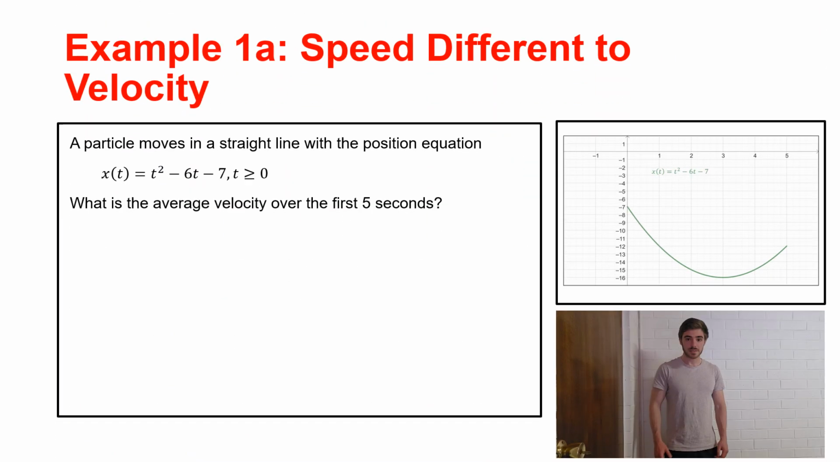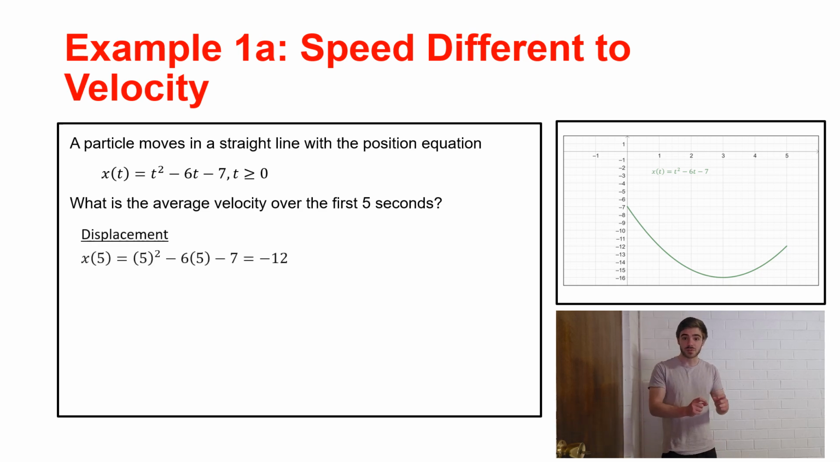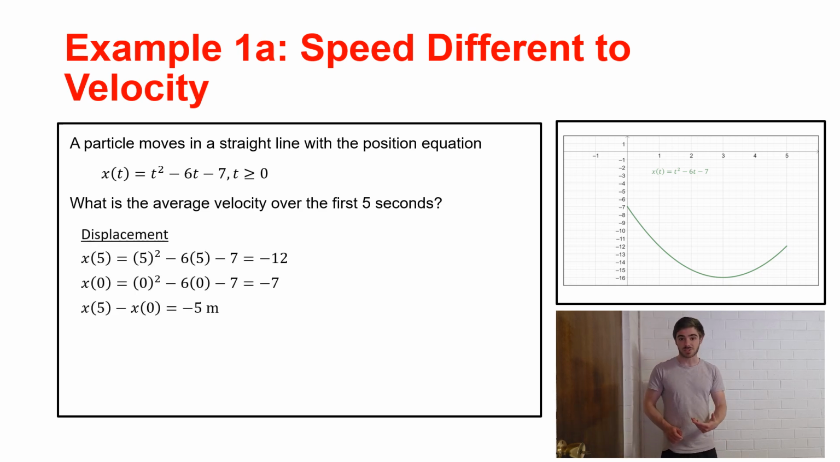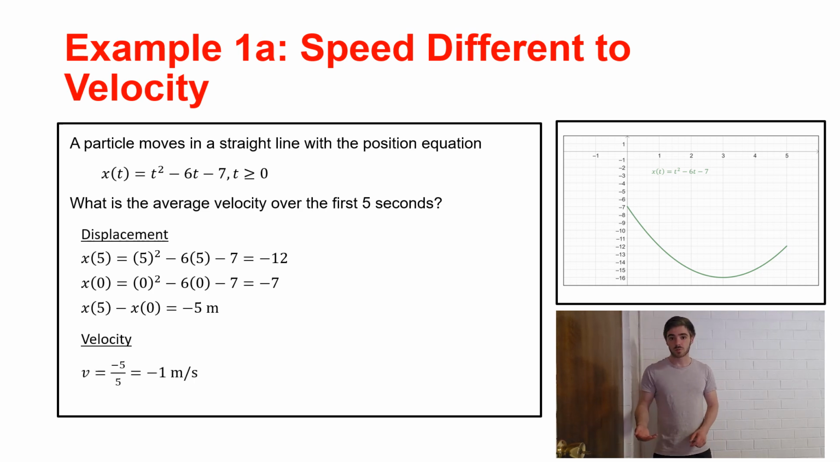In this case, we're looking to calculate the average velocity over the first 5 seconds. To find velocity, we need to figure out our displacement. So all we're going to do is find the position at the start of the journey and then subtract that from the position at the end of the journey, giving us a net displacement of -5 meters. Now, if we want to convert that to a velocity, all we're going to do is divide by the time interval that it took, which in this case is 5 seconds, giving us a velocity of -1 meters per second.